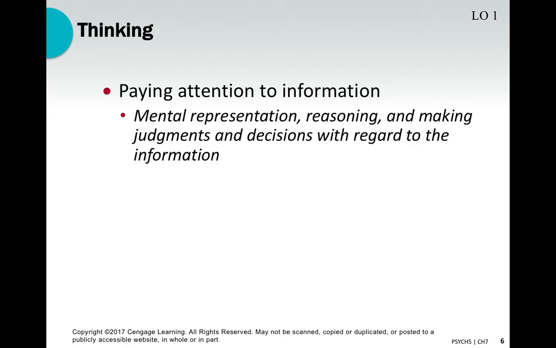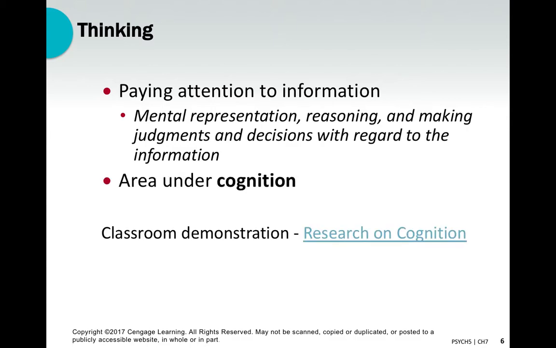So this chapter is all about thinking. This chapter is really all about cognition, a fancy word for thinking. Thinking is, if we want to define it, how we mentally represent the world. It's our ability to reason, to make judgments, to make decisions in terms of the information that we have. What we are paying attention to is kind of what we're thinking about, or what we're thinking about is kind of what we're paying attention to. I guess maybe it kind of works both ways.